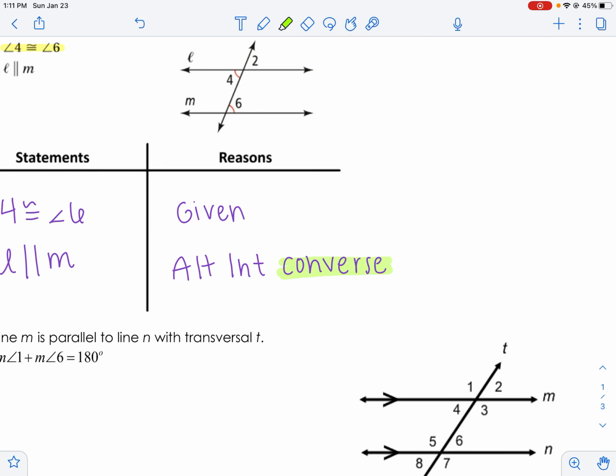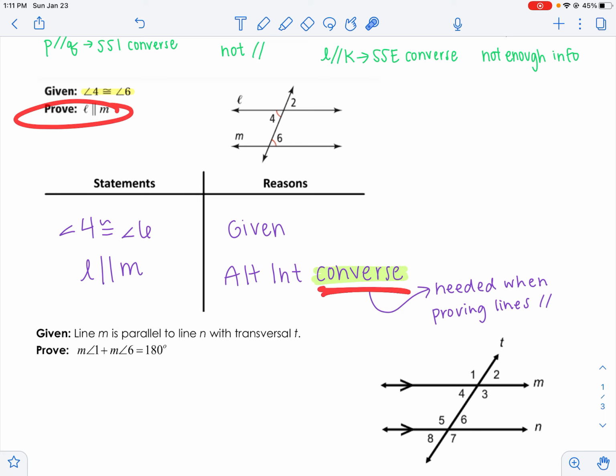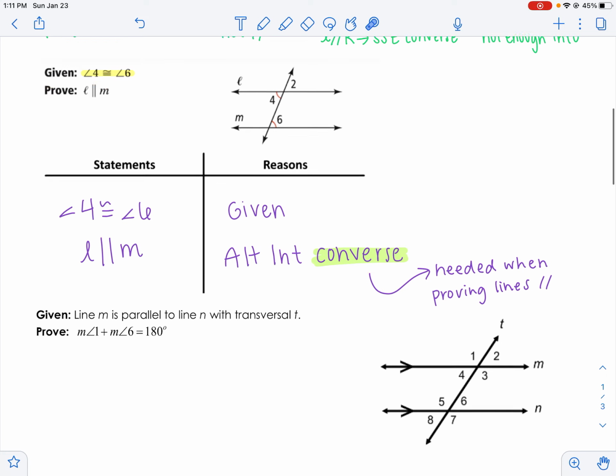Now, I only need this word converse whenever we're proving that the lines are parallel. So make a little note. The word converse is only needed when proving lines are parallel. So notice it wanted us to prove that the lines are parallel. I need the word converse in my proof.